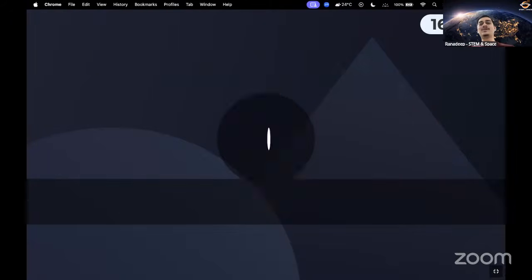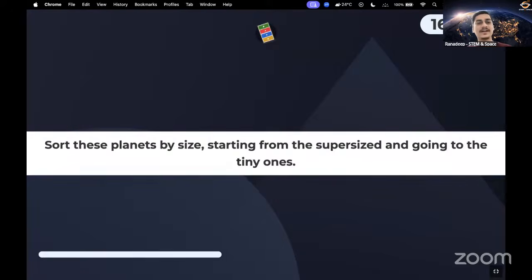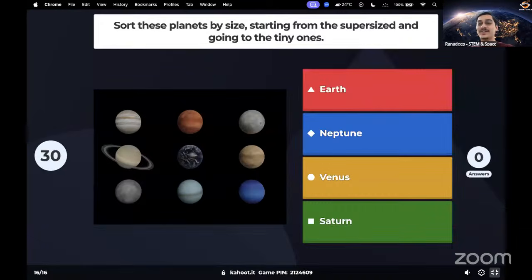Let's move on to the final question, which is a puzzle rearrangement for double points. Sort these planets by size, starting from the supersized and going to the tiny ones. So here you have to literally drag the options and arrange them in such a way that you have the largest planets on the top and the smaller ones at the bottom. So big to small.